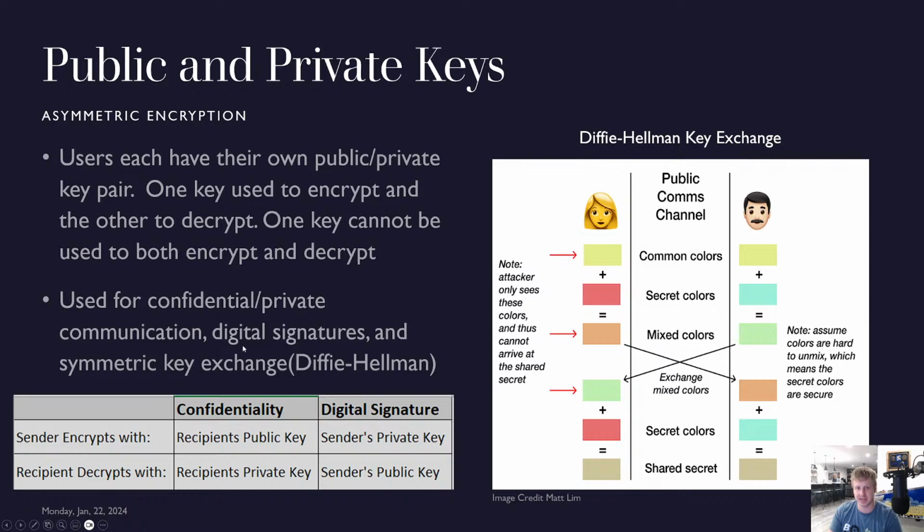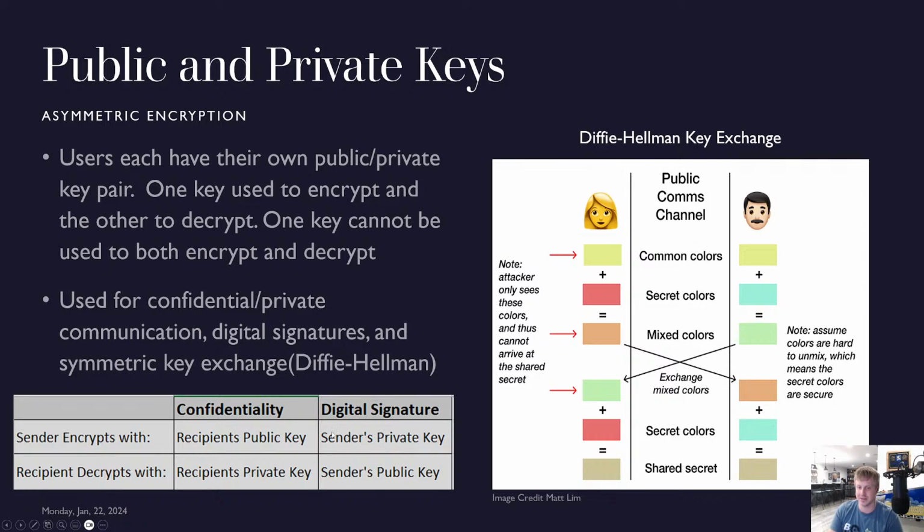So biggest things as far as how things are encrypted and decrypted. So for confidentiality, sender always encrypts with the recipient's public key, because that recipient will be the only person that can decrypt it with their private key. And then for signatures, the sender encrypts it with their private key, so the recipient can use the sender's public key to verify that the sender actually sent it because they encrypted it with their private key.